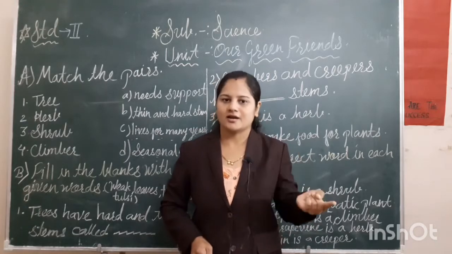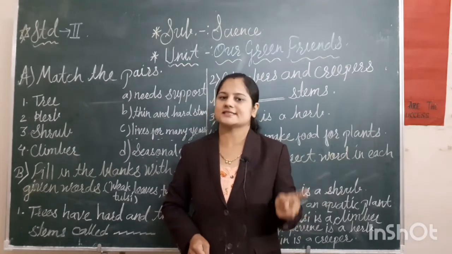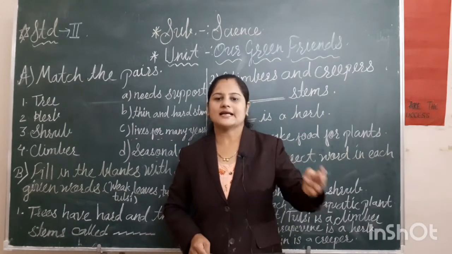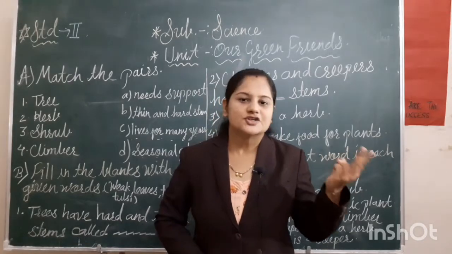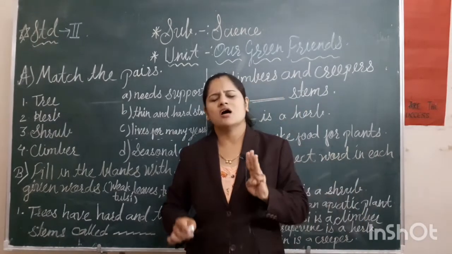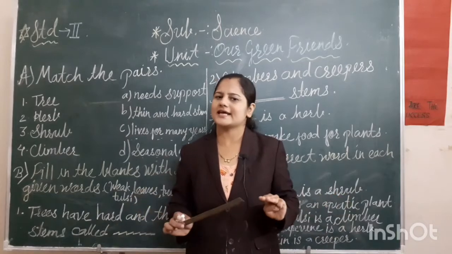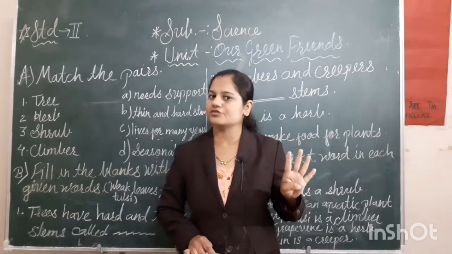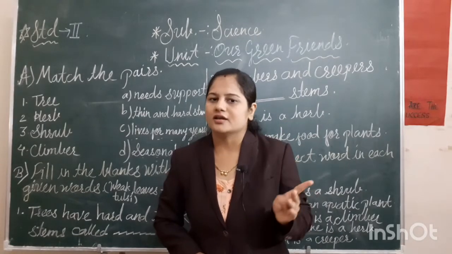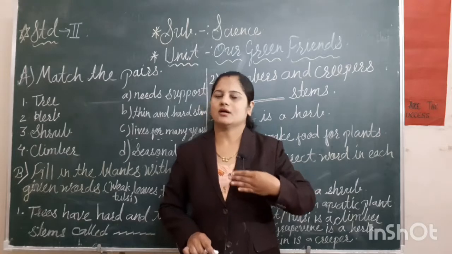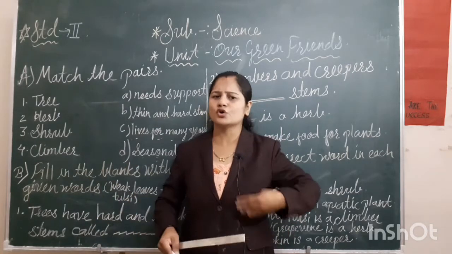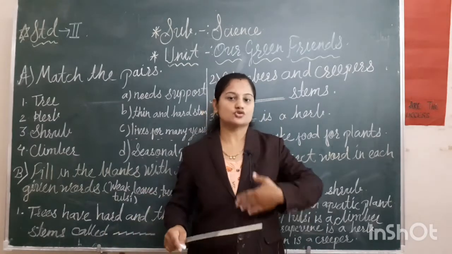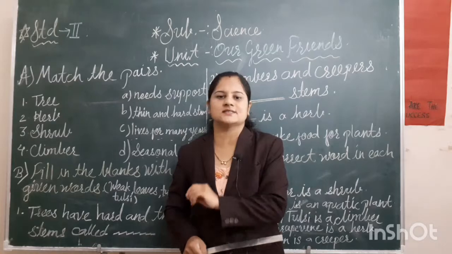Trees are big plants. Second is the shrub. A plant smaller than the tree is called a shrub. Then the herbs. A very small plant is called a herb, and herbs are seasonal plants. Then the fourth one is the clambers. A plant which needs support, meaning it needs support to grow. You can take a wall or sticks, they need the support to grow. Those plants are called clambers.